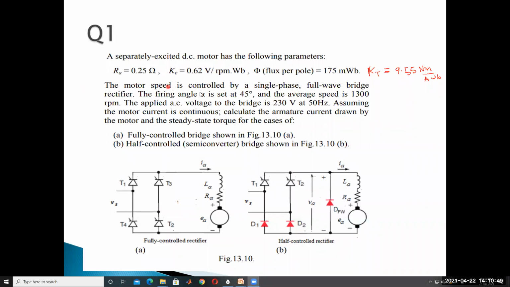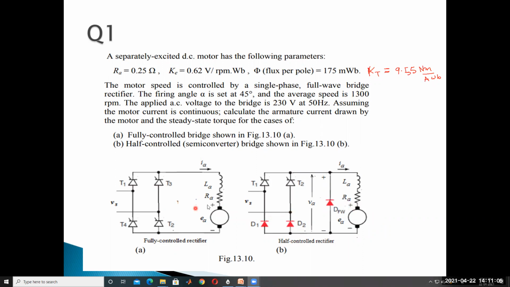And the motor speed is controlled by a single phase full wave bridge rectifier. So this is called single phase full wave bridge rectifier. And firing angle alpha is set to 45 degrees, and the average speed of the motor is 1300 rpm.